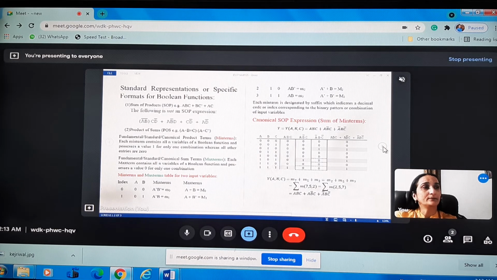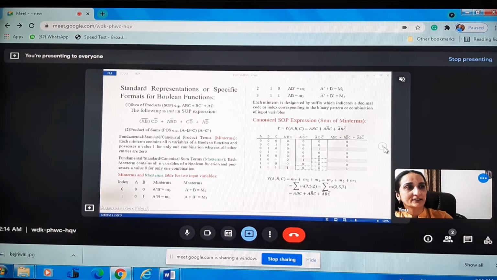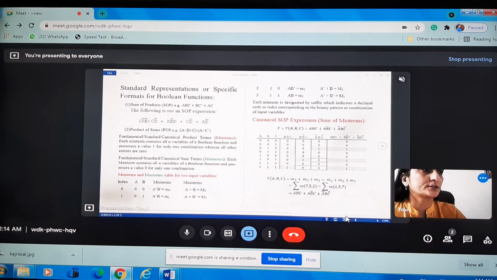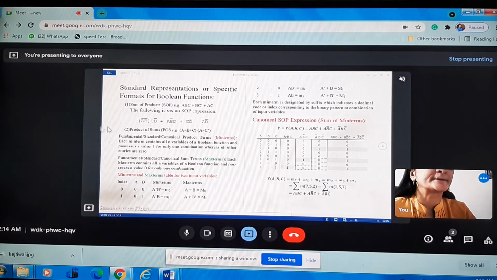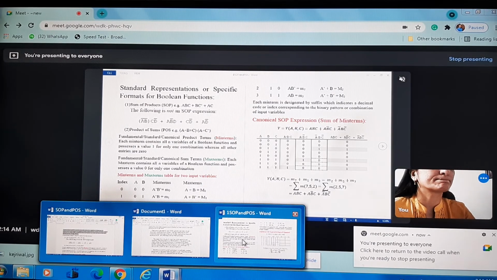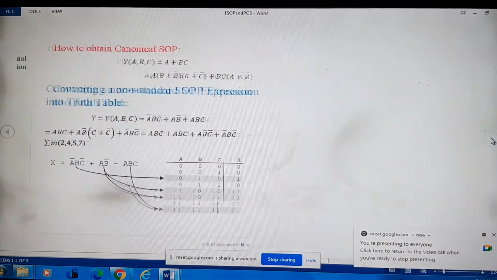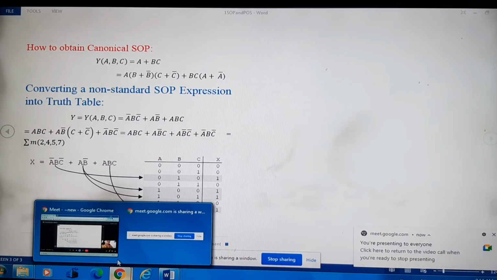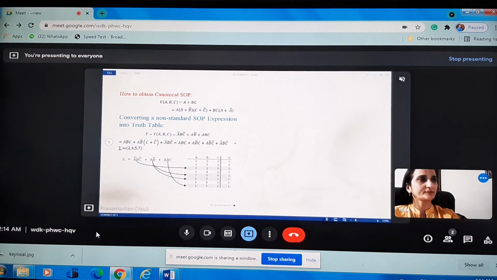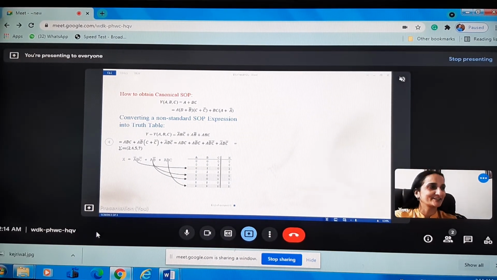Now we need to go to the second slide. Just wait. Okay, so we've done it.